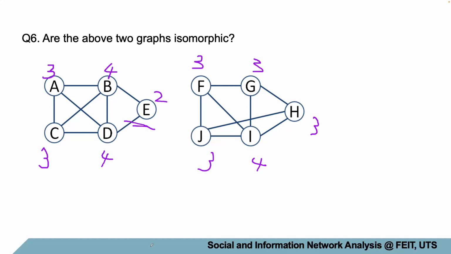So that's a simple way to check if two graphs are not isomorphic. If the degrees are the same, then you need to literally find a bijection between them. Then you can decide if they are isomorphic or not.